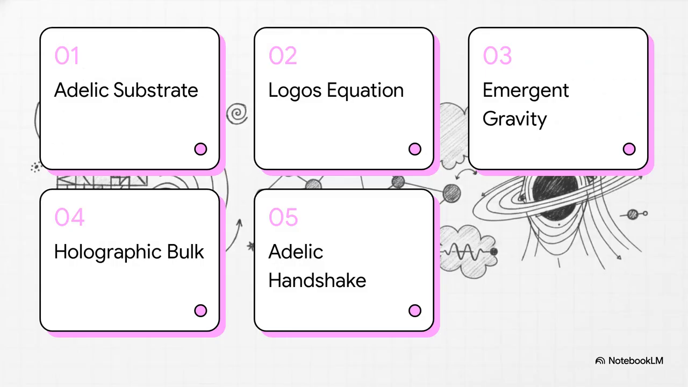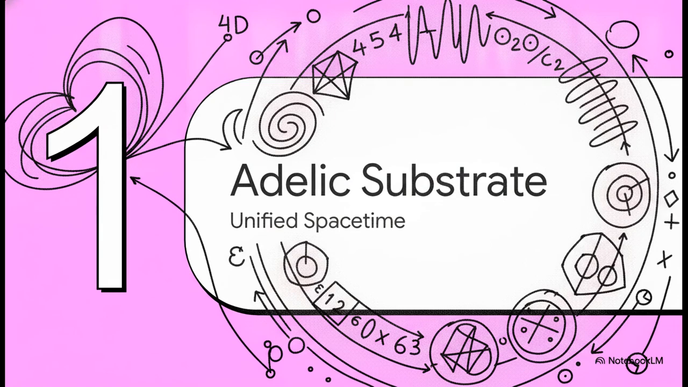Here's our roadmap for today's session. We'll start with the foundational space, the unified adelic substrate. Then, we'll introduce the governing Logos master equation. After that, we'll apply those mechanics to the math behind emergent gravity, calculate the geometry of the holographic bulk, and finally, resolve the entire system by simulating the adelic handshake. Starting with part 1, the unified adelic substrate.